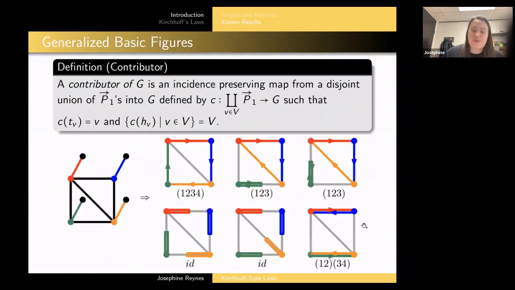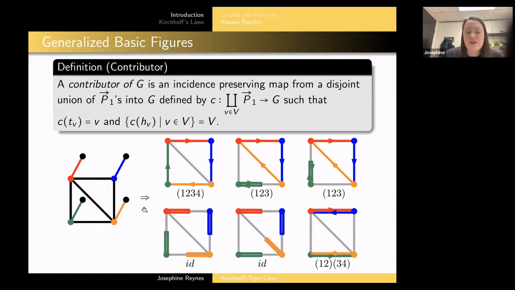We care about this because we're going to extend this idea using our hypergraph idea. We're going to define something called a contributor, which is sort of the extension of this basic figure idea. It's an incidence preserving map of a disjoint union of paths of length 1 into a graph, such that the tail set covers the vertex set, and so does the head set. It's kind of like a flag planting game. You can imagine you take your graph and at each vertex you plant a flag. I've done them here in different colors. Then I allow all of these to fall so that I cover the vertex set again.